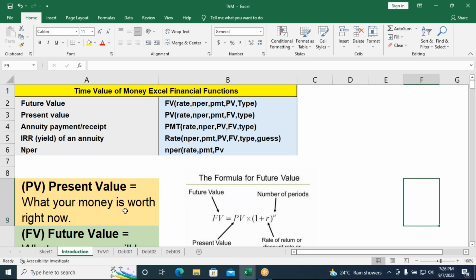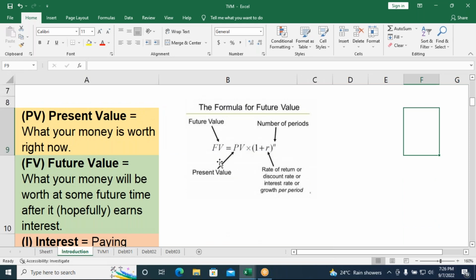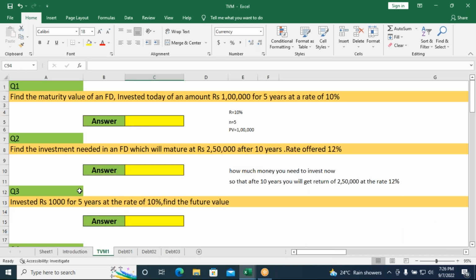Here we have given the formulas also, showing how the calculation will be done. Okay. So now let's start with some problems. Let's understand the first question. Find the maturity value of an FD invested today of an amount of rupees 1 lakh for 5 years at the rate of 10%. Today I'm investing in an FD, that is fixed deposit. The amount I have invested today is 1 lakh rupees, going out from me. I'm investing that money for how many years?